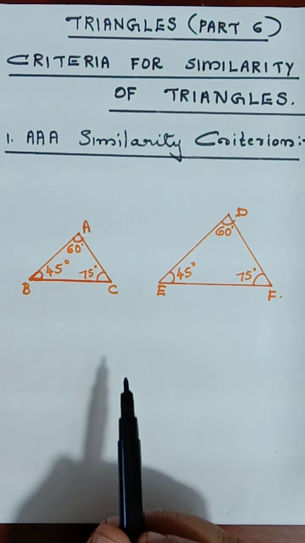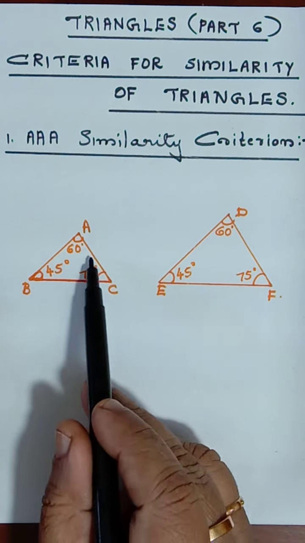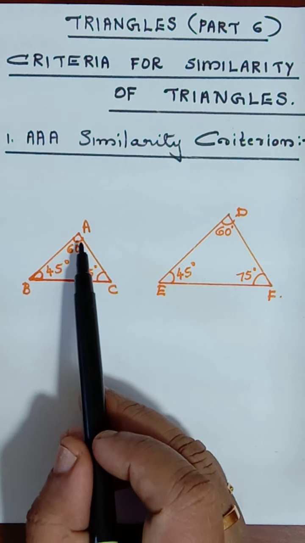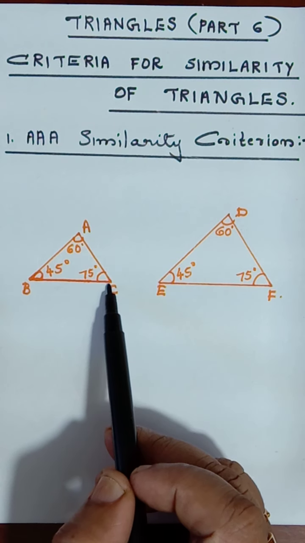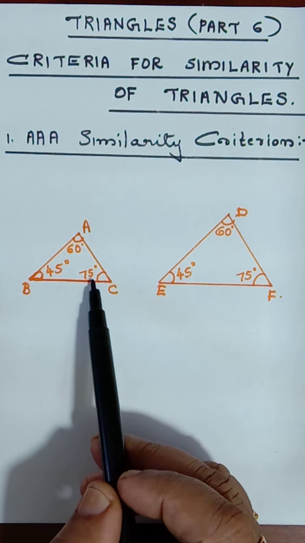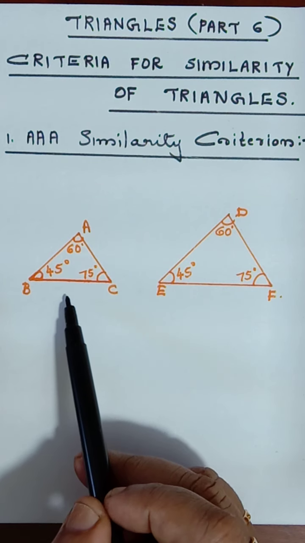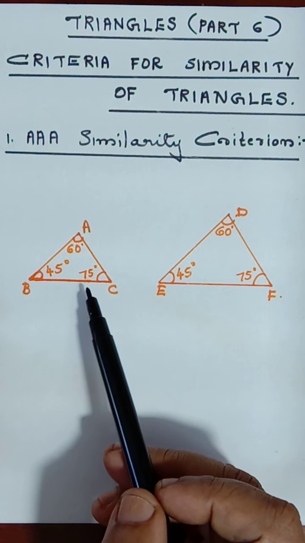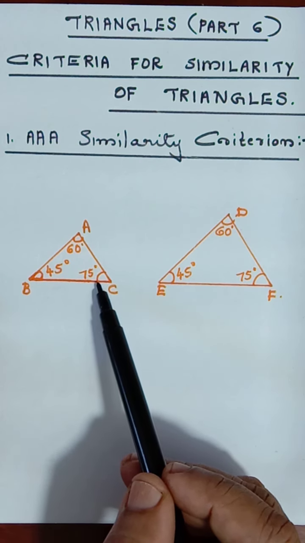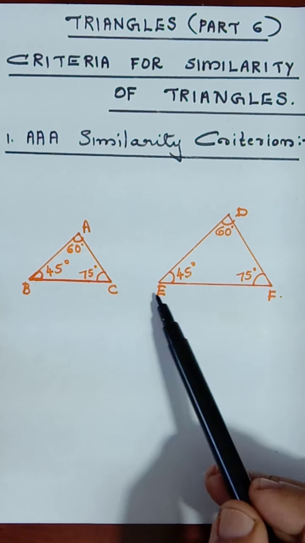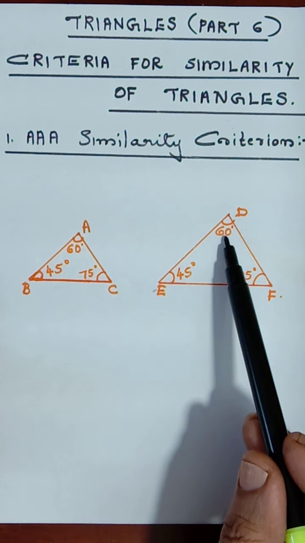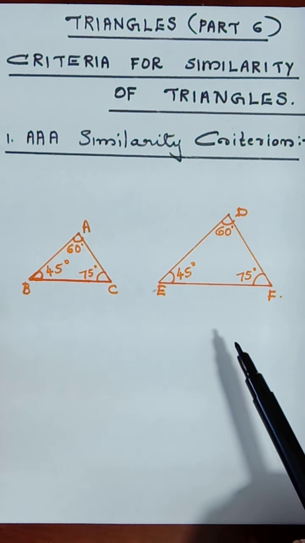I have drawn a figure here. You can see a triangle ABC as well as triangle DEF. Look at the angles A, B and C: 60 degree, 45 degree, 75 degree. Total should be 180. We know angle sum property of the triangle. Sum of the angles of a triangle is equal to 180 degree. So in DEF also 60 degree, 45 degree, 75 degree we have.